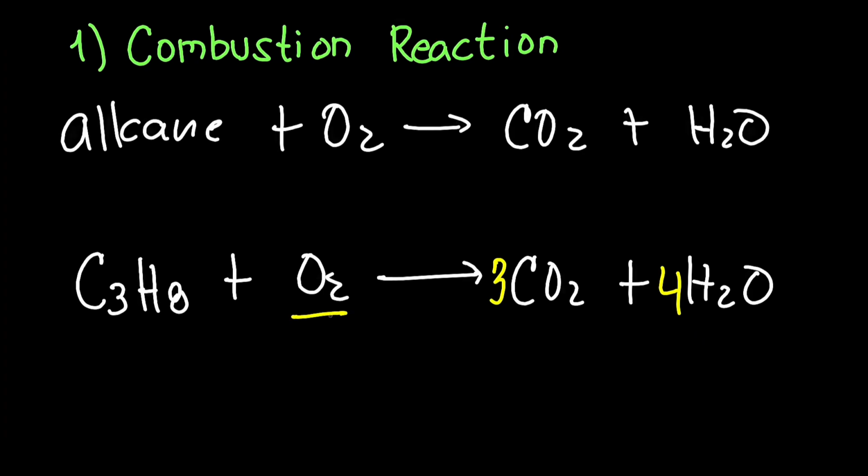We only have 2 in here, and on this side we have 3 multiplied by 2, which is 6, and 4 multiplied by 1, which is 4. 6 plus 4 would be 10. 10 divided by 2 would be equal to 5. So put 5 in there. So this would be your balanced equation.